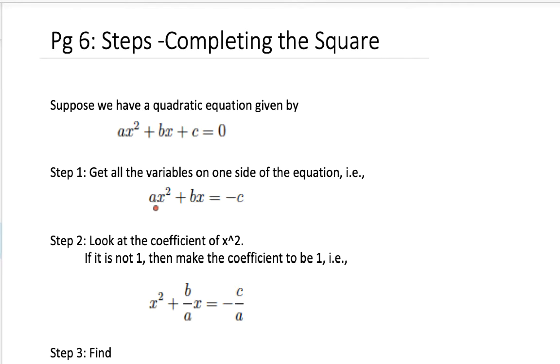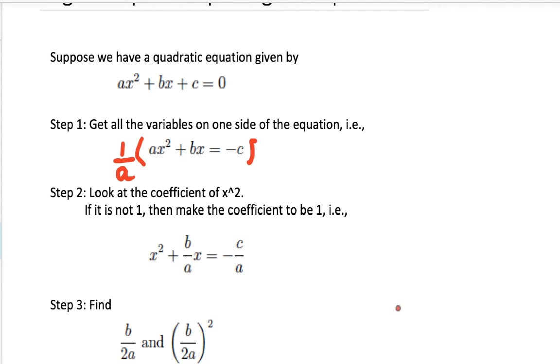We'll check the coefficient of x squared. If it is not 1, we make it 1. So we're basically going to divide this whole equation by a, or multiply it by 1 over a. So when we do that, what we get is x squared plus b over a x equals minus c over a. The third step is to find b over 2a and b over 2a the whole square.